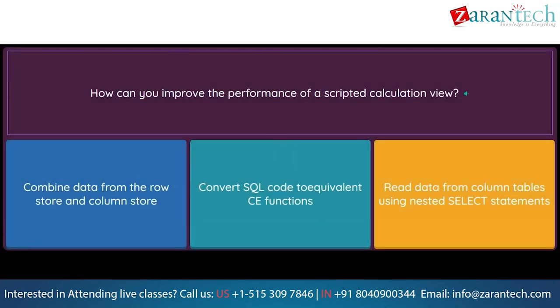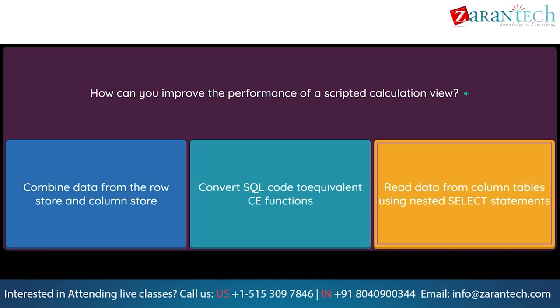Question, how can you improve the performance of a scripted calculation view? Option 1, combine data from the row store and column store. Option 2, convert SQL code to equivalent CE functions. Option 3, read data from column tables using nested select statements.